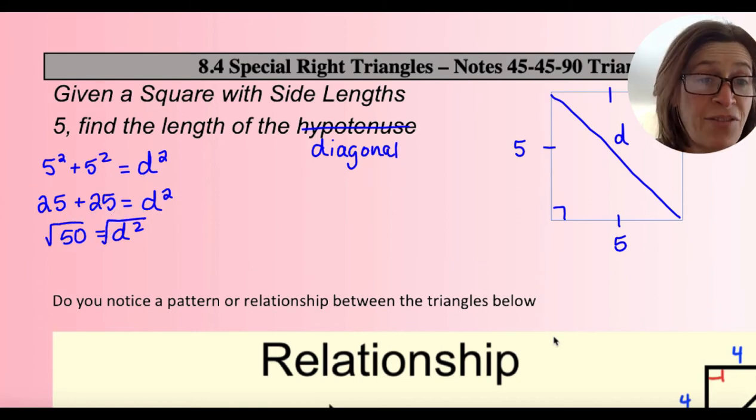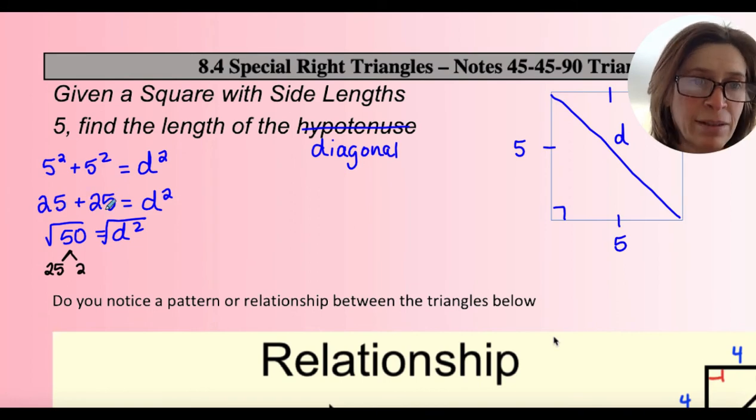I'm going to simplify, and we're going to see that there is a 25 and a 2. Now look at that. You added 25 and 25, which is doubling 25. And you can see that the factors of 50 are 25 and 2. All right, I take the square root of both sides, and I get 5 root 2 equals d.